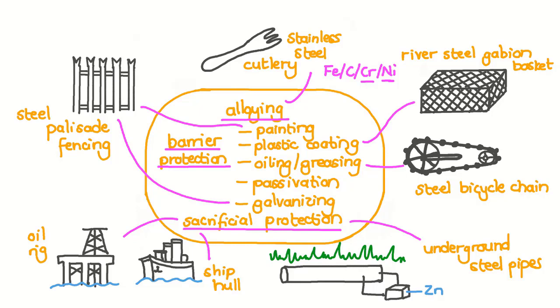Soil erosion on the banks of rivers is sometimes prevented using steel gabion baskets filled with heavy rocks. Because there is much water and oxygen present, the steel would rust very quickly. To slow down the corrosion process, these river gabion baskets are often coated with plastic.